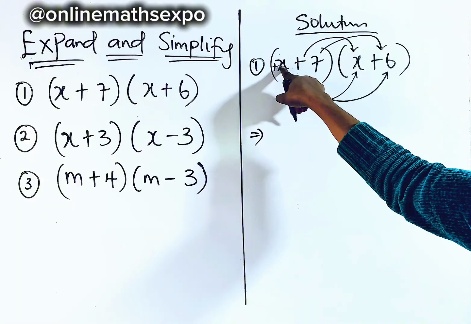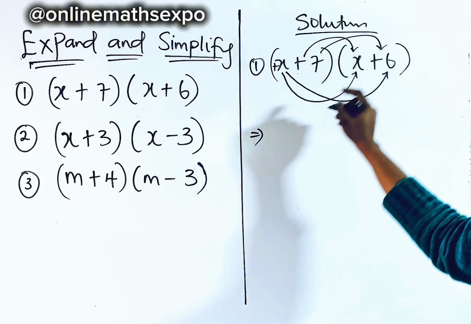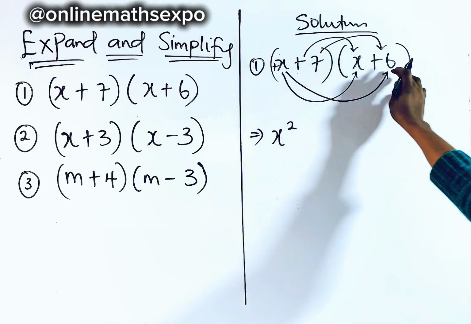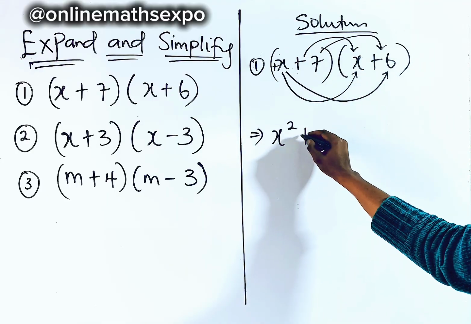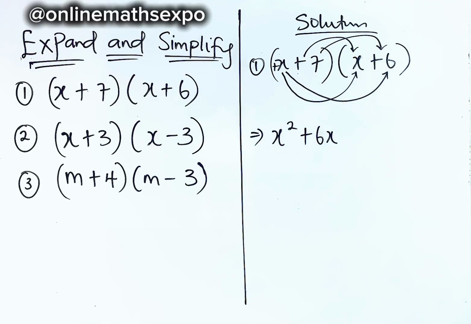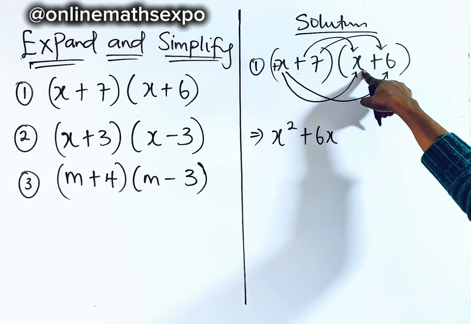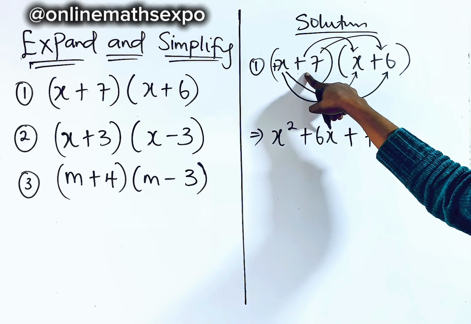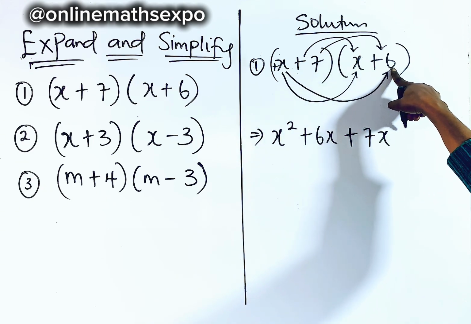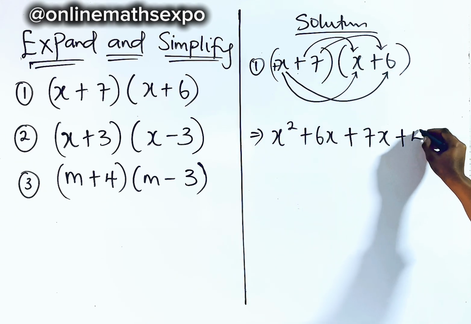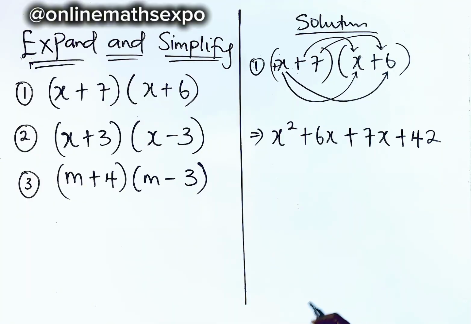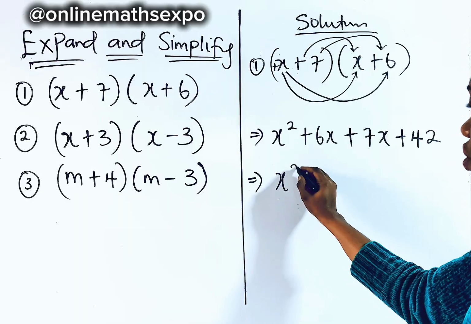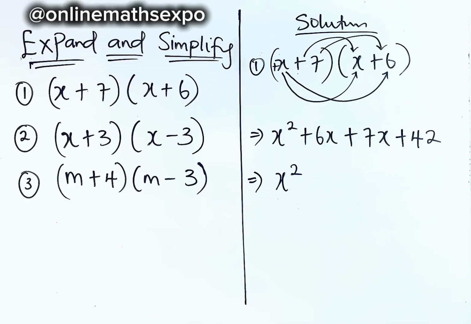We are going to have x multiplied by x, which gives us x squared. x multiplied by positive 6 gives us positive 6x. Did you see? 7 multiplied by x gives us positive 7x. And positive 7 multiplied by positive 6 gives us positive 42. You are done. Simplify it, okay? So it's going to give us x squared.